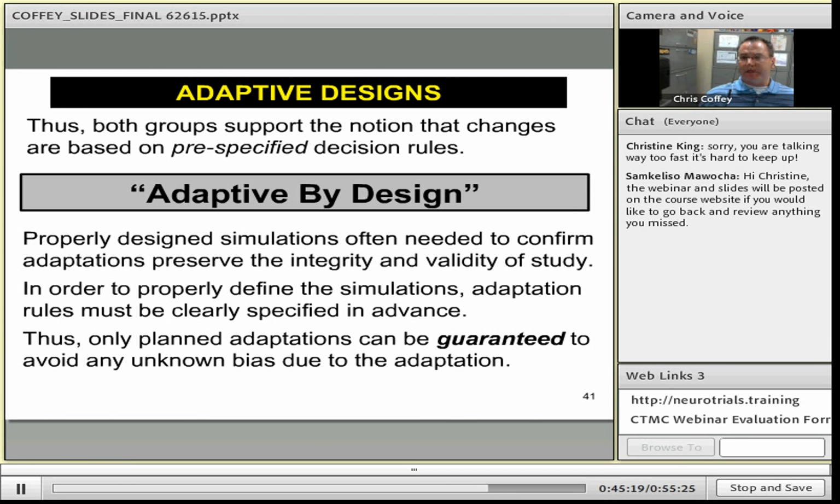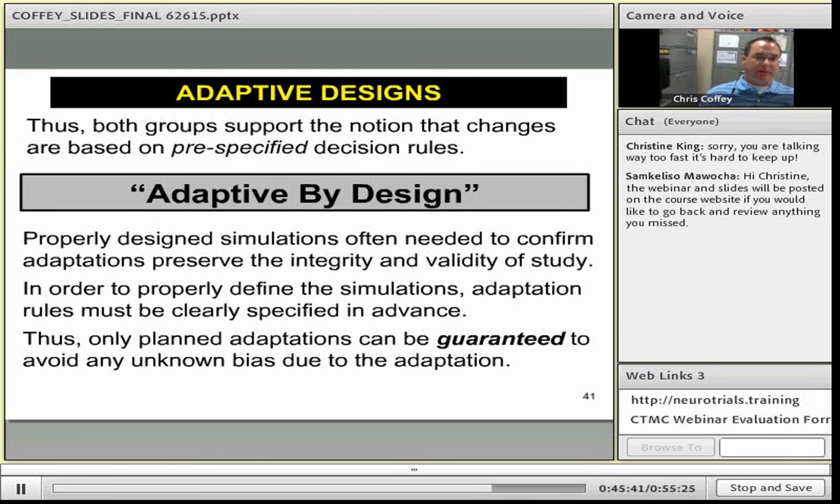When you're setting up an adaptive design, you typically know there's uncertainty in some of the decisions that you're making, and you want to get information in the study to get a better handle on that uncertainty. And you set it up in such a way that as you get the information, your decisions are specified. So if A happens, I will do this. If B happens, I will do this. If C happens, I will do that.